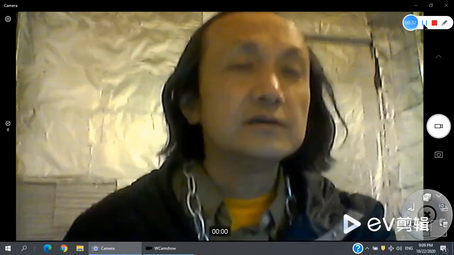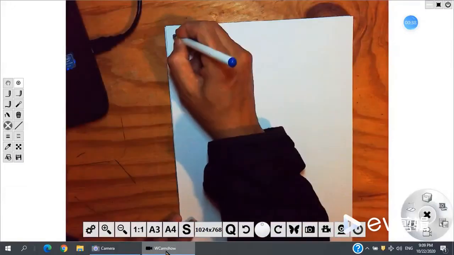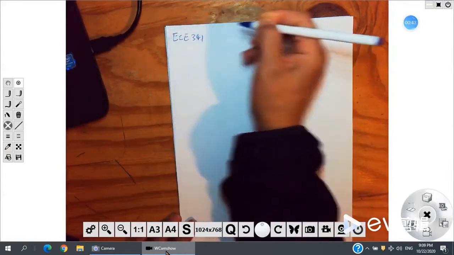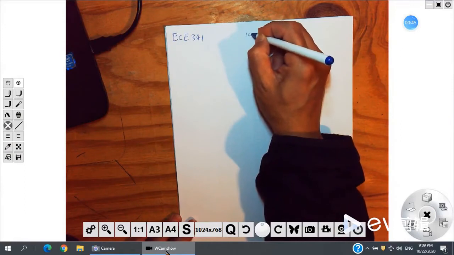Today we will study the Gaussian distribution, normal distribution, but with multiple variables, okay? More than one variable. We already have the Gaussian distribution with one random variable. We will study the case where we have more than one variable. ECE341. This is for the 10th week Wednesday's class.